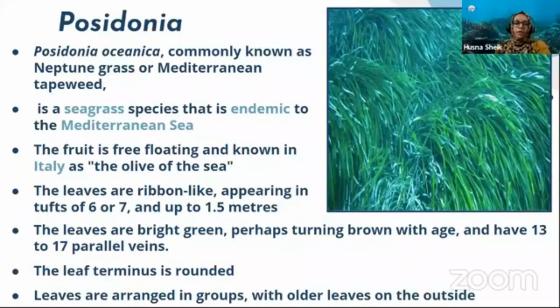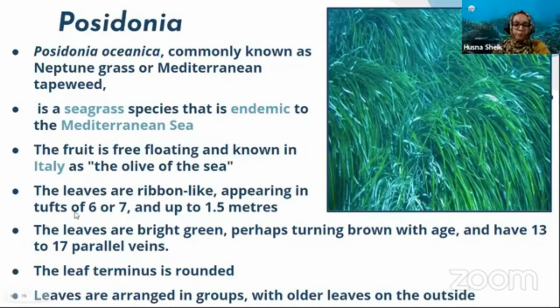And also, our next example is Posidonia. So they are commonly known as Neptune grass or Mediterranean tapeweed. It is a grass species that is endemic to the Mediterranean, so you can only see it in that place, the Mediterranean Sea. Their fruits are floating, and it's known as the olive of the sea. So they have a fruit that can be compared to an olive, and the leaves are ribbon-like.